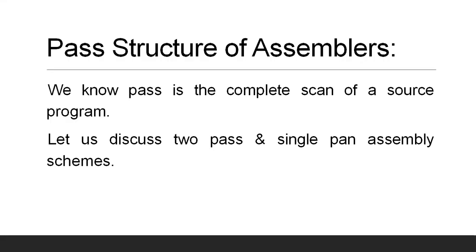So let us see what is meant by pass. Pass is the complete scan of a source program. That means when a complete source program is read once, that is called a pass. Now, pass structure of assembler includes two different schemes, that is, two pass assembly scheme and single pass assembly scheme.